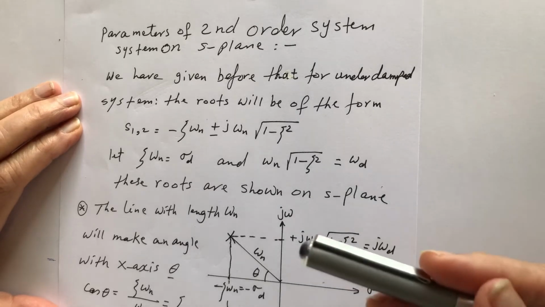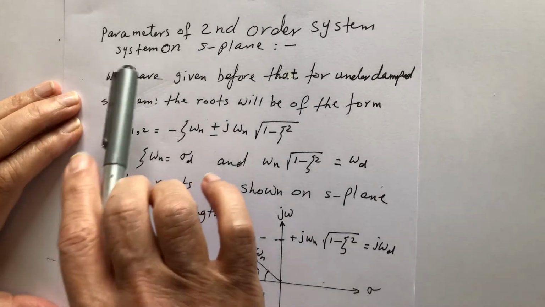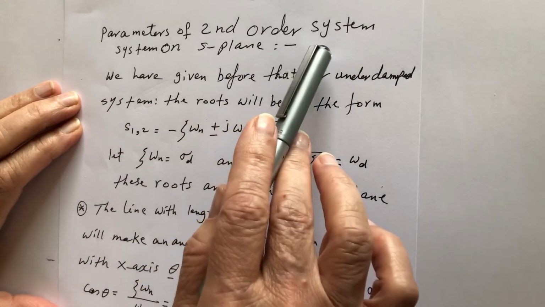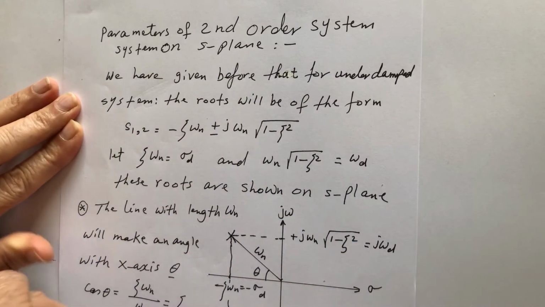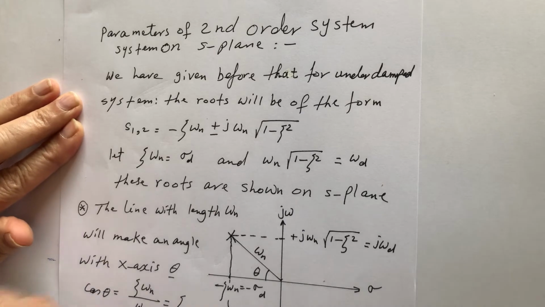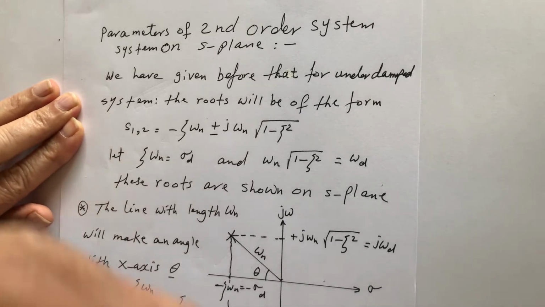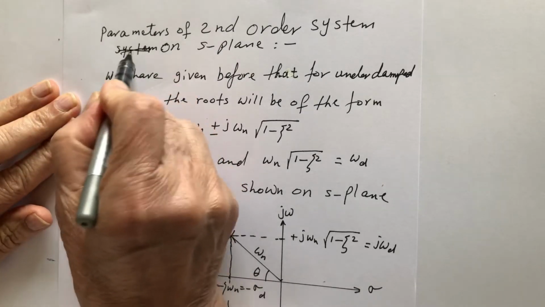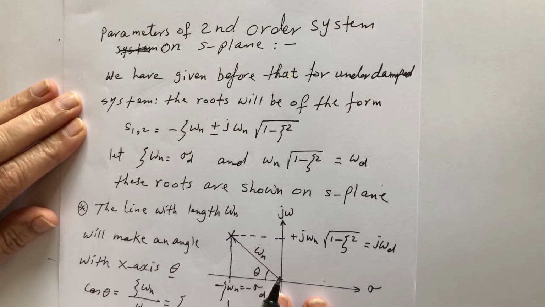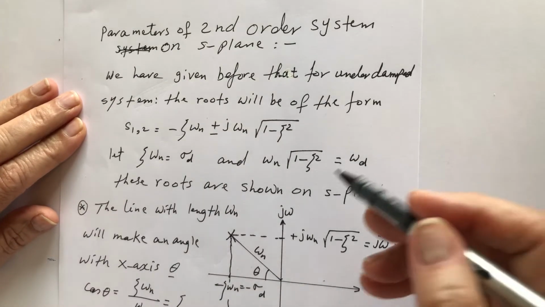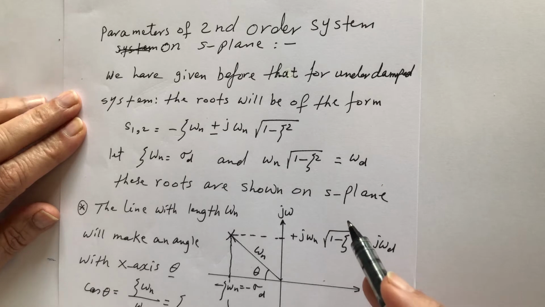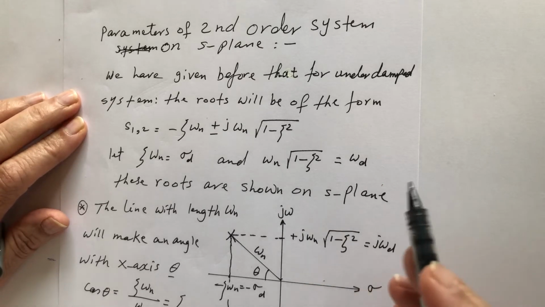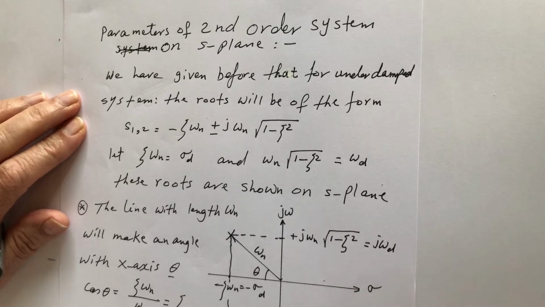I will continue chapter 4. Today I'll start parameters of a second order system on the S-plane. What does it mean, the S-plane? As I told you before, the S-plane is very important for us in demonstrating different phenomena, different ideas. We'll understand it bit by bit.